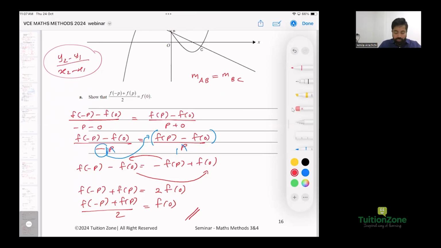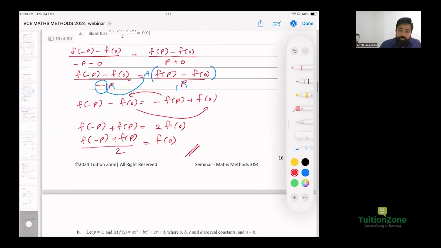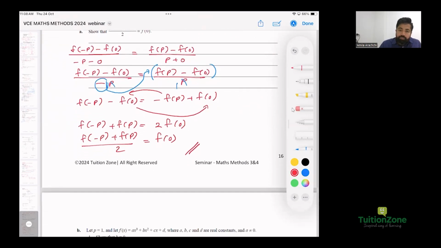Is that clear? And this question will keep on going. If you finish it, I'll just keep this page anyway, but if you finish, you can go to part B. Part B, let p equal 1. Show that b is equal to 0. Have you all finished writing it? Let's move on then. Are you okay with the method? Okay, let's see the next one.